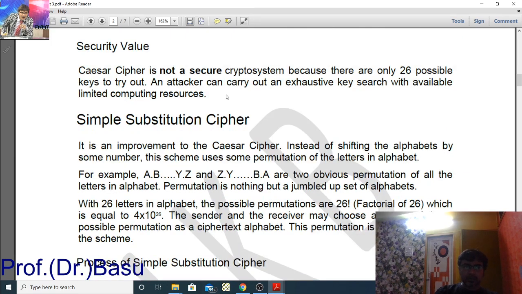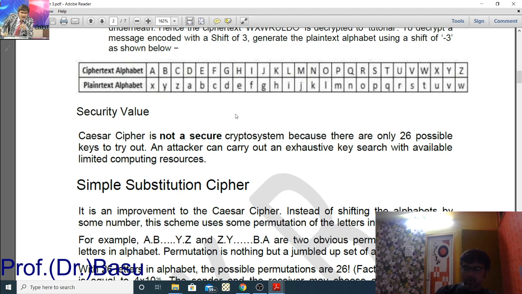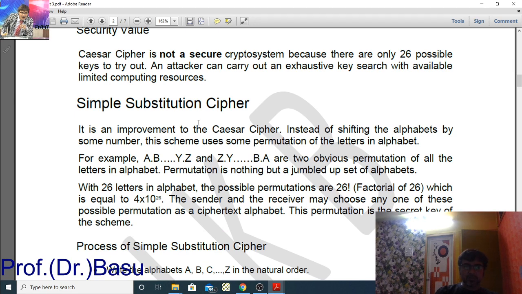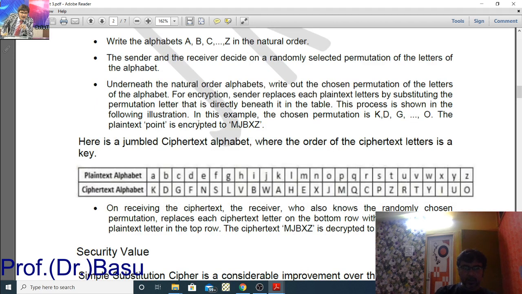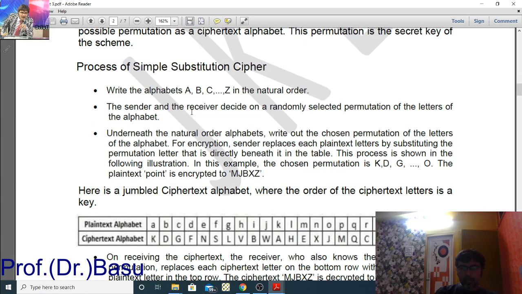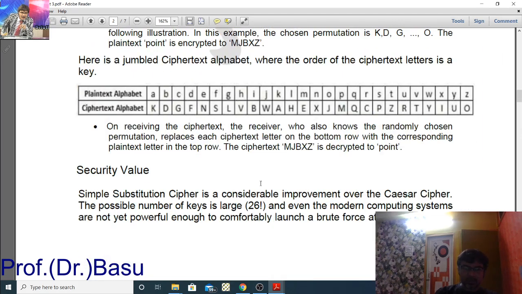As you know, this is not that secure, so it is not used nowadays. Now you can go through this simple substitution cipher. Here, if K is replaced by M, you can see the corresponding key of P: P will be replaced by M, and O will be replaced by J, in this way.